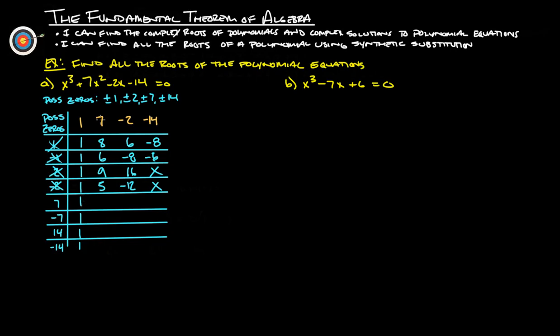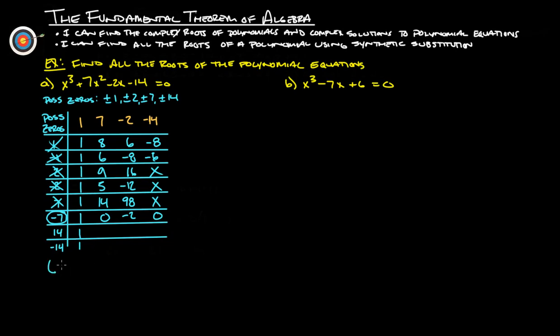1 times 7 is 7, plus 7 is 14. 7 times 14 is a big number, 98. 98 times 7 is a really big number. Minus 14 is not going to give us 0. Negative 7 times 1 is negative 7, and negative 7 and positive 7 gives us 0. Negative 7 times 0 is 0, plus negative 2 is negative 2. Negative 7 times negative 2 is positive 14. Minus 14 gives us 0. So one of our zeros is going to be negative 7.